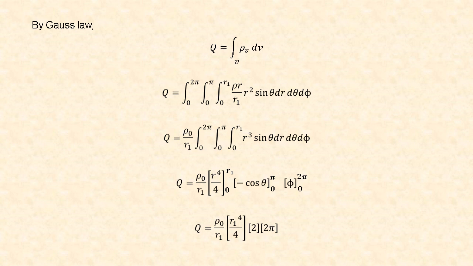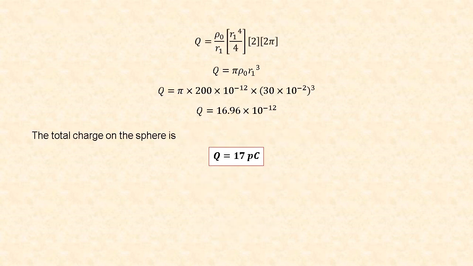Now minus cos pi is equal to minus 1. So minus of minus 1 is equal to, now substituting the limits, that is upper limit minus lower limit, minus cos pi minus (minus cos 0), which is equal to 2, and substituting the limit for phi is equal to 2 pi. So we have q is equal to rho naught by r1 into r1 to the power 4 divided by 4 into 2 into 2 pi. Now simplifying, we have q is equal to pi into rho naught into r1 cube.